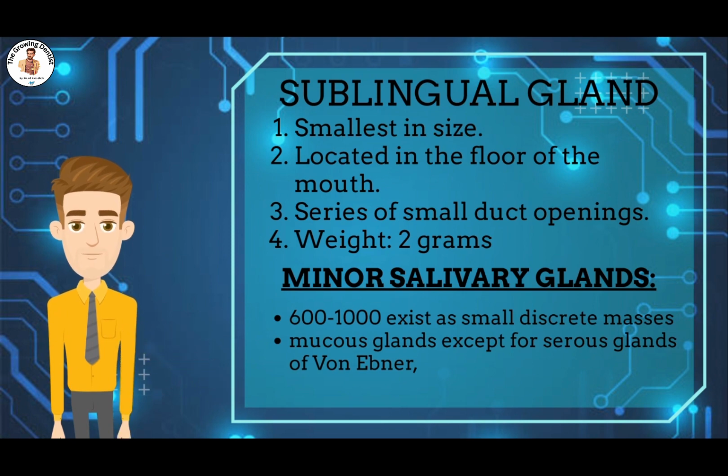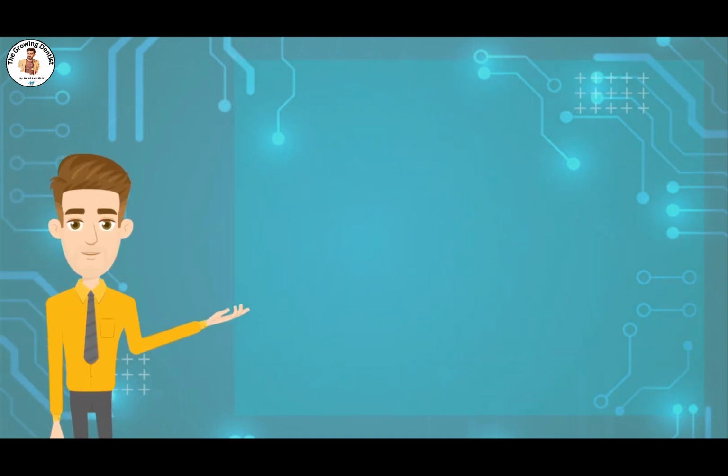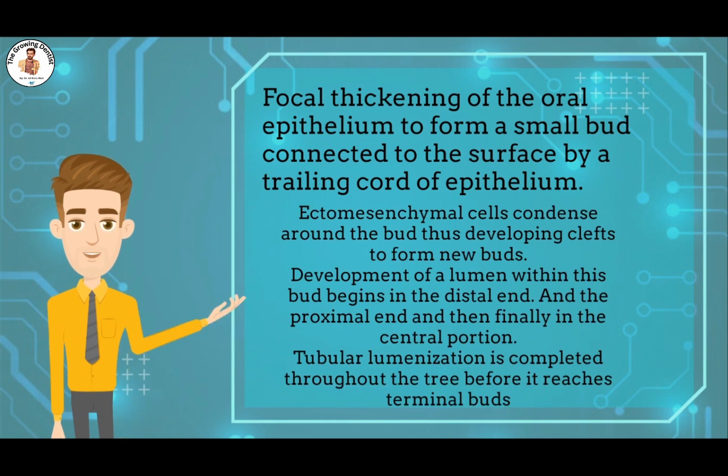A salivary gland arises as a focal thickening of the oral epithelium that grows into the underlying ectomesenchyme, to form a small bud, connected to the surface by a trailing cord of epithelium. At the same time, ectomesenchymal cells condense around this bud, thus developing clefts, to form 2 or more new buds, producing successive generations.